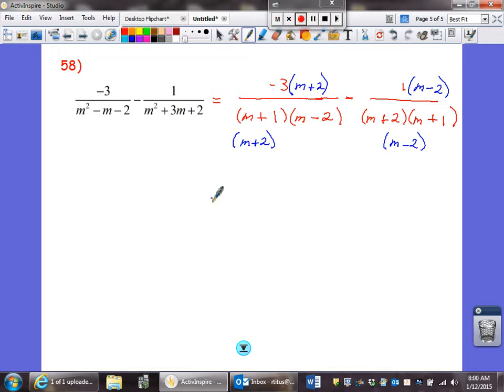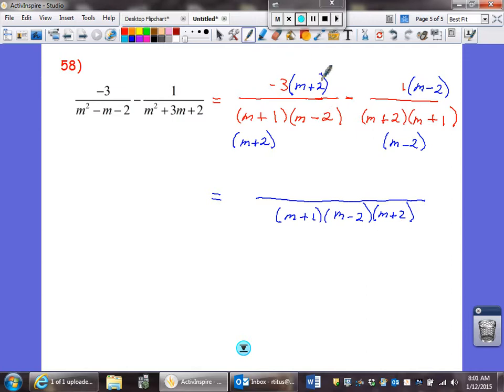So let's see what is left here. At this point, the denominator for each of these fractions, they both have an m plus 1, they both have an m minus 2, they both have an m plus 2. Let's make sure I didn't miss any here. M plus 1, m plus 2, m minus 2, m plus 1, m plus 2, m minus 2. They all have that common, so that is the common denominator for this problem.